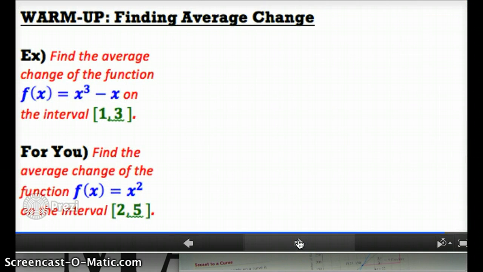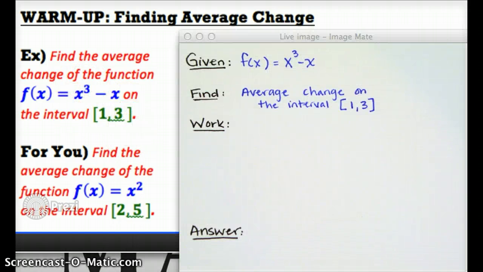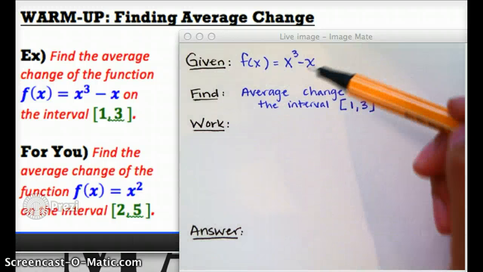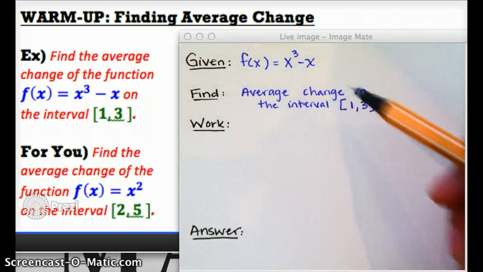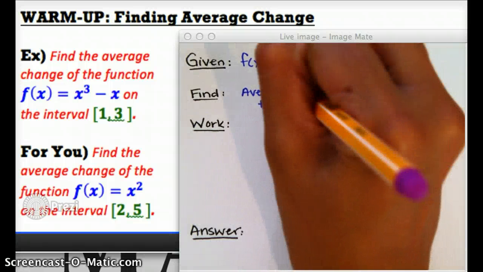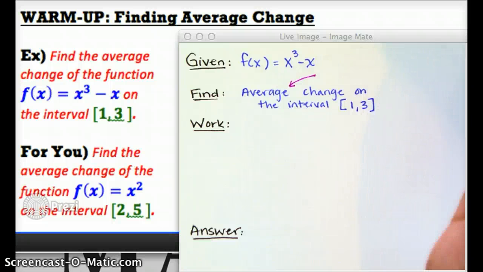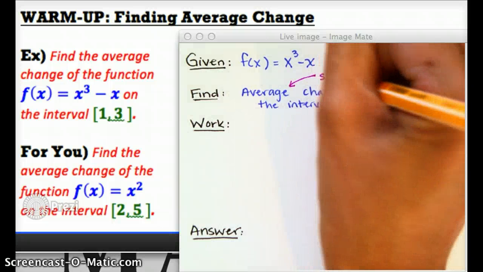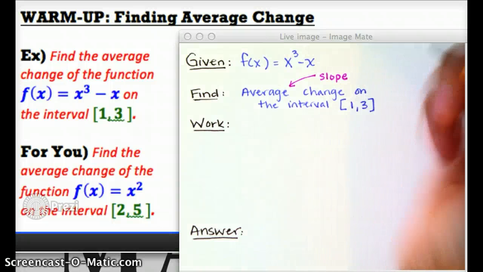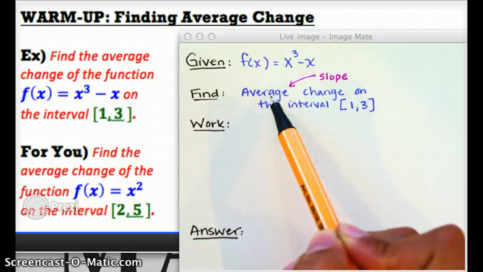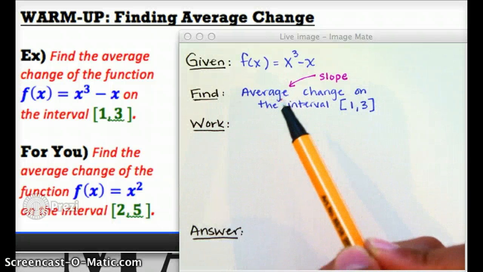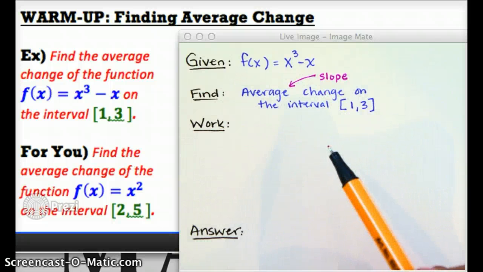So find the average change of this cubic function on this interval. I've set up my work as we normally do with word problems, and the first step after I know what information I have to start with and what I'm looking for is to make sure I understand what this means. You should remember from the very beginning, or if you don't, let me remind you, that average change is really talking about the slope. And this is a curved line, so obviously it doesn't have a constant slope. So we're talking about the average slope, which means we're going to need 2 points, and we're just going to calculate the slope between them.